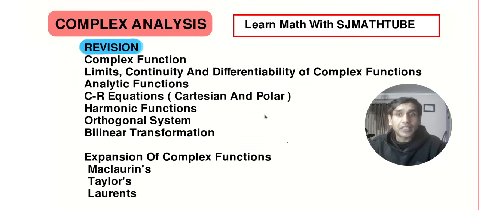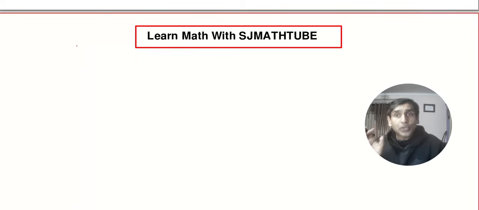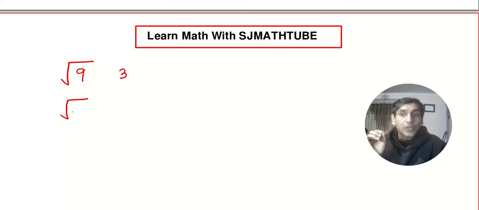So let's start with complex numbers. Okay, so the story goes like this. Suppose I want to find root under 9. Then you will be searching for a number whose square will be 9. So I get the answer 3. At the same time, if I ask you what is root under minus 9, you may not be able to answer.